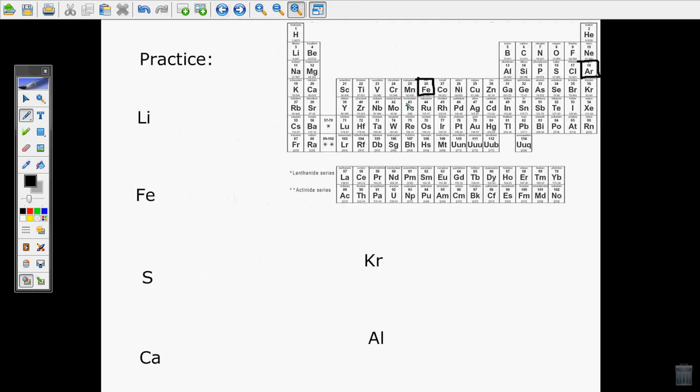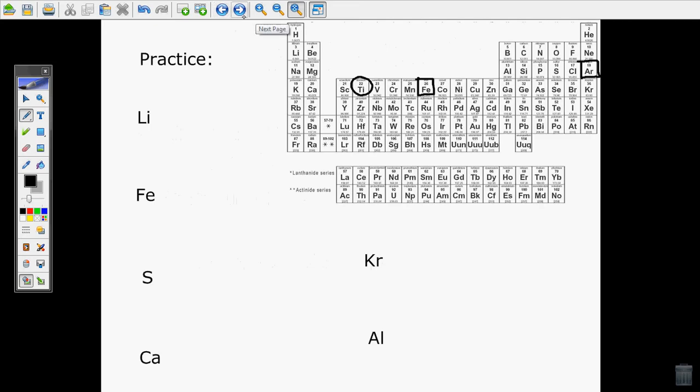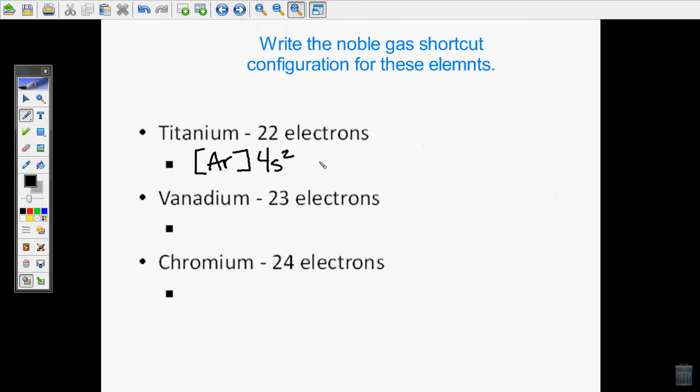So for titanium, where's titanium? Here's titanium. The noble gas that comes before it is argon. And then it was 4s2, I have to look back because I don't have a periodic table with me, 3d2. Same thing for vanadium. Vanadium would be argon, 4s2, 3d3. Chromium is an exception, so we're not going to do chromium.